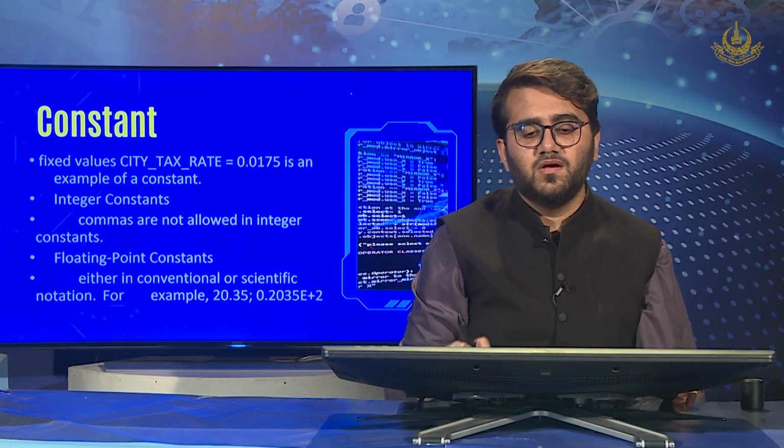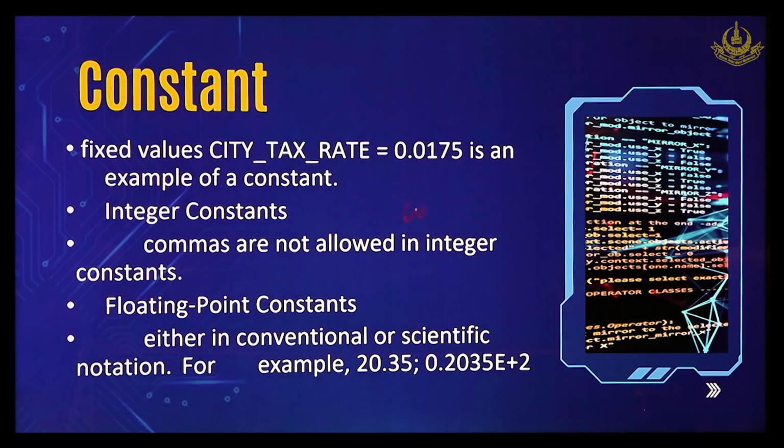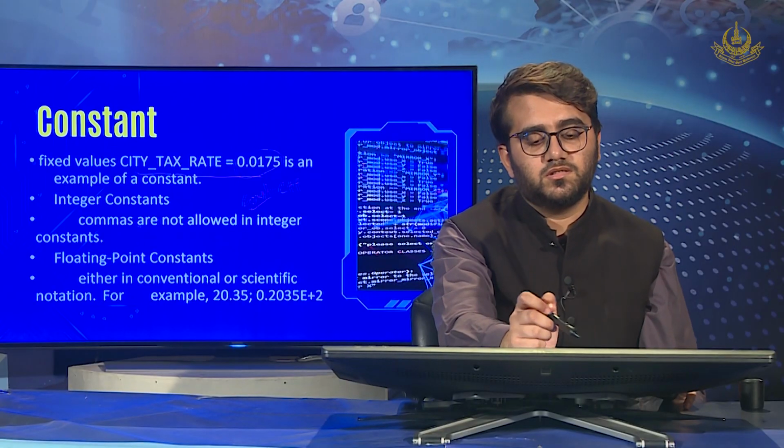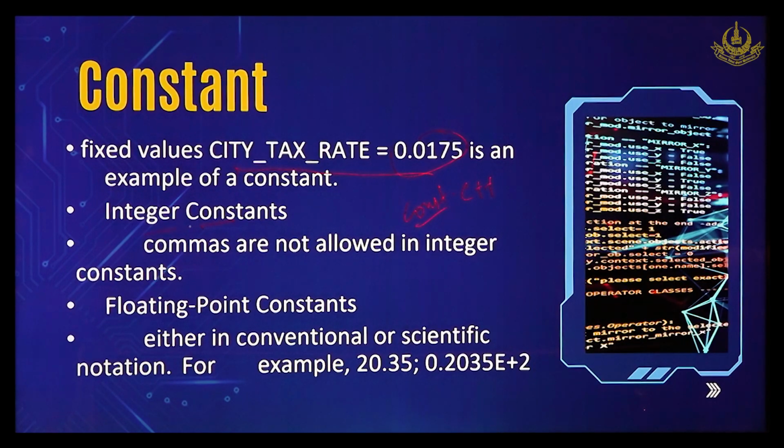Then we have constants. When we declare a constant, we have to use a specific keyword which is called const, and this particular value is not changed throughout the execution cycle of the program. So you can declare it in this way, you give a specific value and then that variable is declared. How do integer constants and floating point constants behave? It says that commas are not allowed in integers. For example, if you have declared a constant, then you can't use a comma right there.